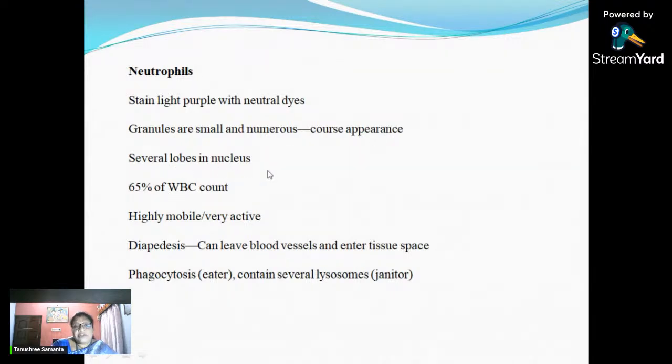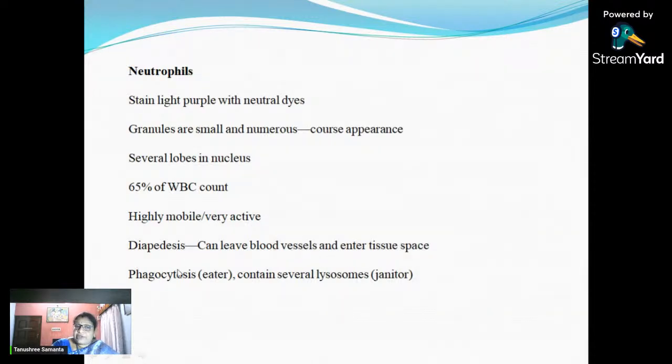Their lobes vary from 2 to 7. It depends upon the age of the cell, that is, the age of the neutrophil. It comprises about 65% of the total WBC count. They are highly mobile, very active. They exhibit diapedesis, that is, they can leave the blood vessels and enter the tissue space.